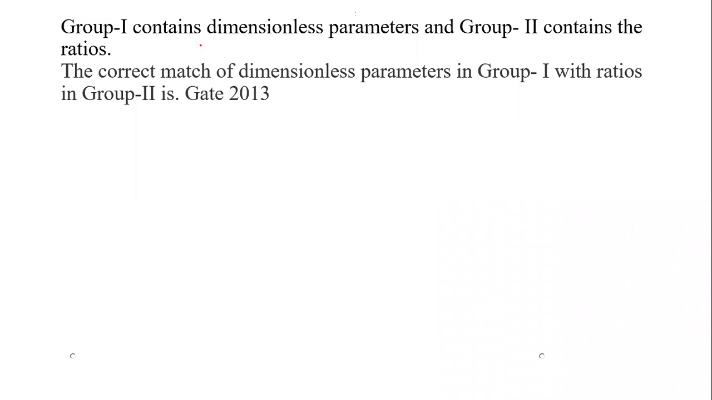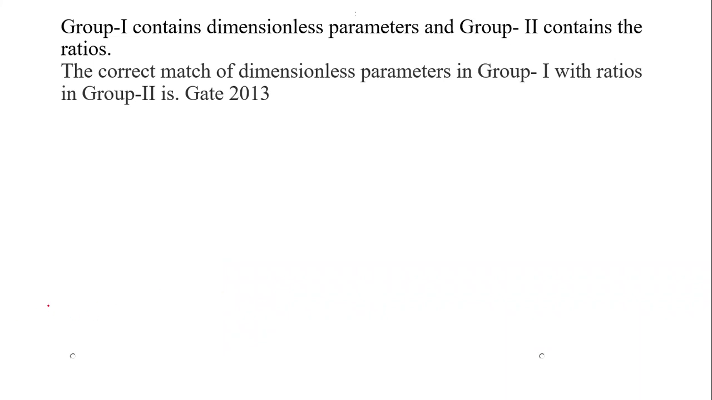The first question which I have considered over here was asked in GATE 2013. Group 1 indicates the dimensionless parameters, and group 2 contains the ratios.